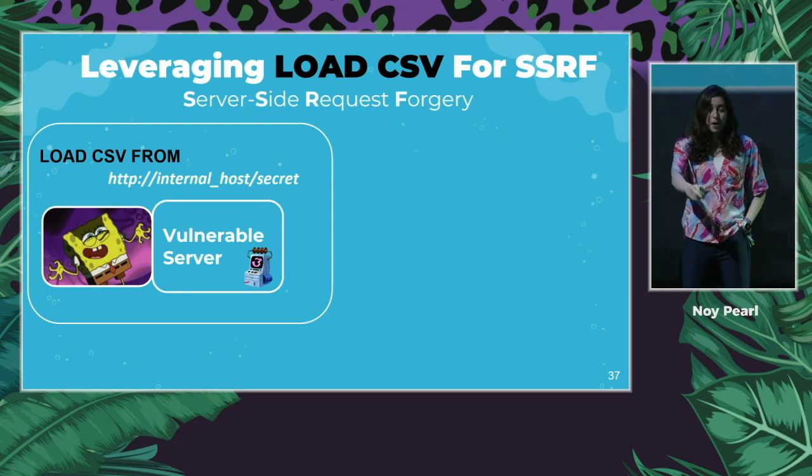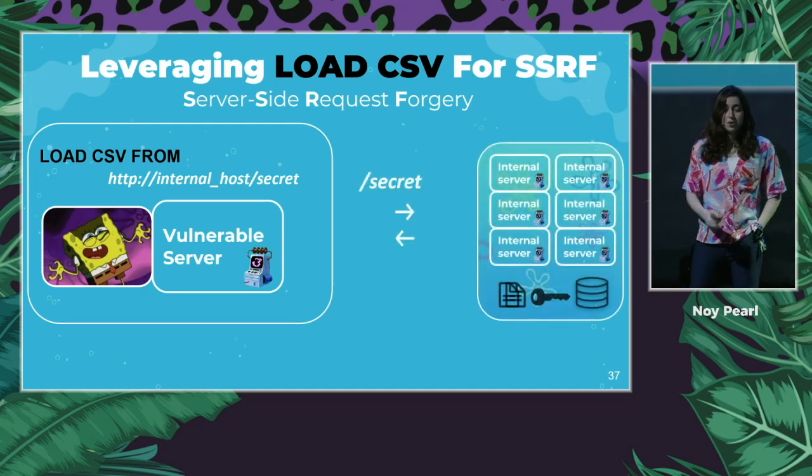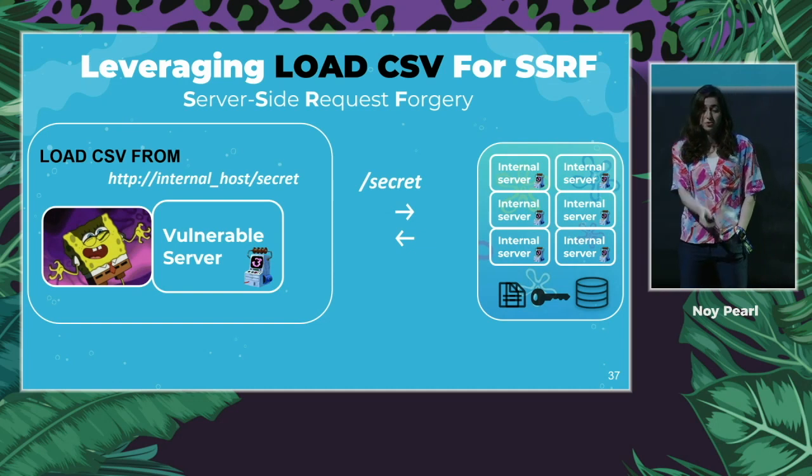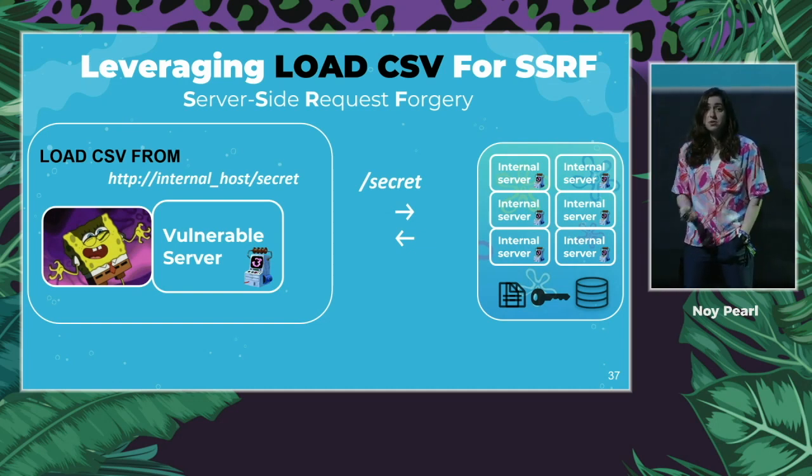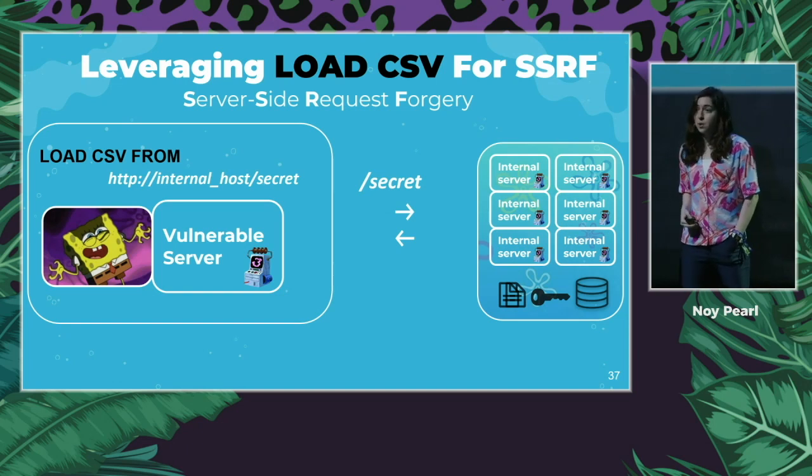We use the URL of another internal server. And what will actually happen right here is that the vulnerable server will send a GET request to one of the internal servers that we will define from the LOAD CSV FROM. And it's pretty powerful. We can access hidden endpoints. We can enumerate directories. We can use command and brute force directories and files that we usually use in bug bounty.